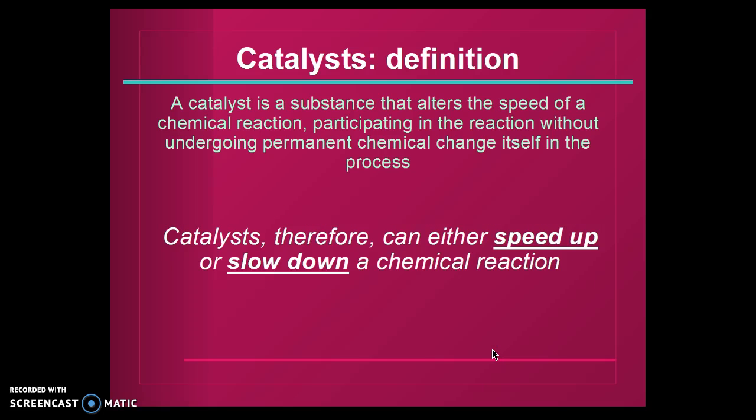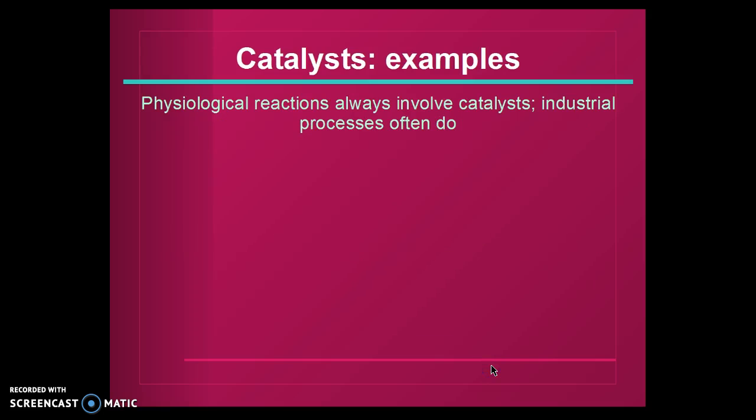The catalyst is a substance that alters the speed of a chemical reaction. It participates in the reaction without undergoing permanent chemical change itself. As the reaction goes on, there's a change, but at the end, everything is as it was, except the reactants have become products. Now, catalysts can either speed up a chemical reaction or slow it down.